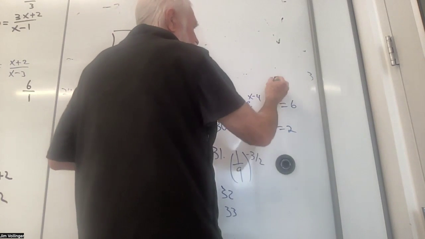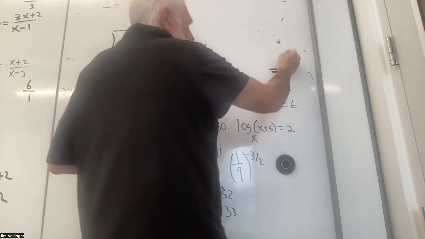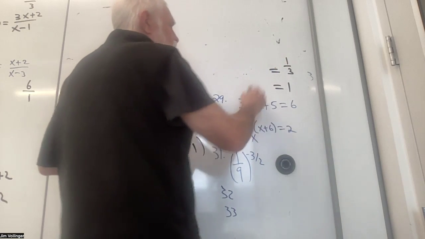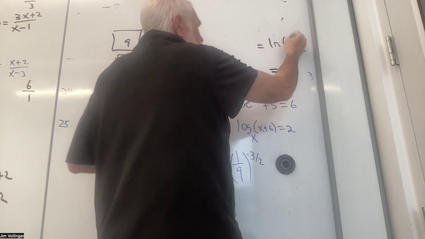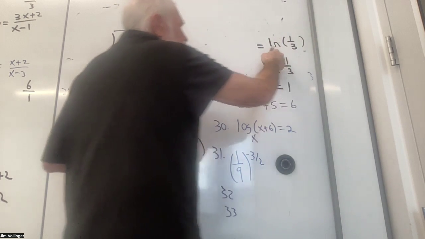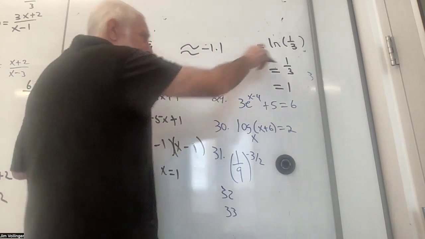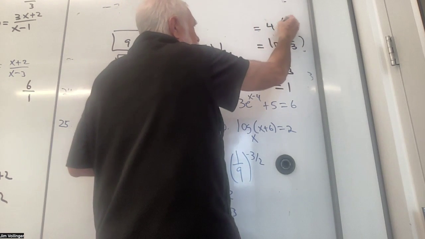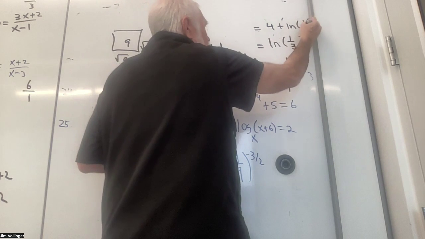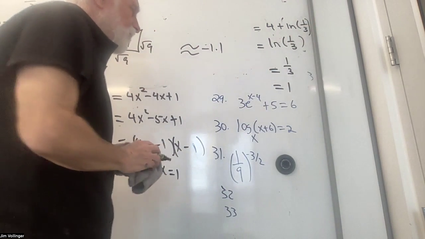So inverse operations, take 5 away, you get 1. Divide by 3, you get 1/3. The inverse of e to the is the ln. I've asked you to know that approximation. The ln of 1/3 is approximately -1.1, but leave it that way. And then subtraction of 4 becomes addition of 4. And if you want to see how it works, plug it in. 4 plus ln of 1/3.